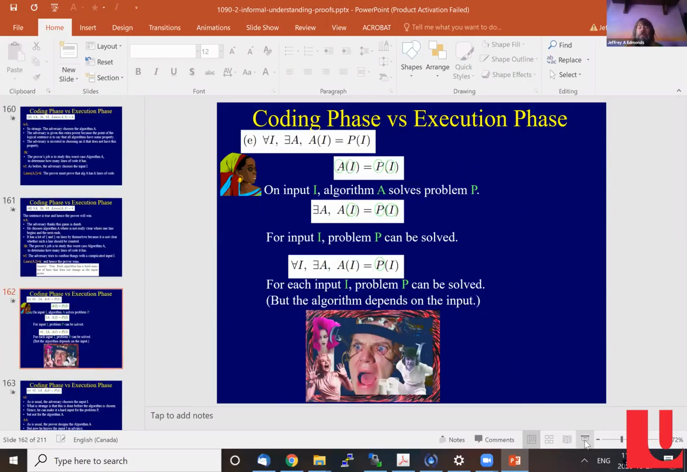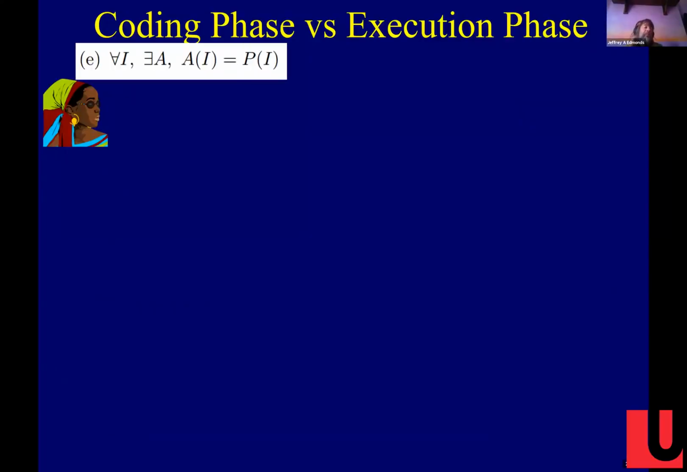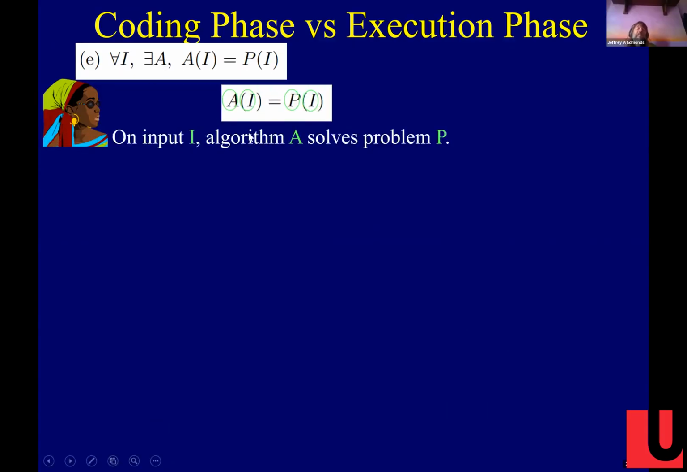So now let's do this one. This one we've seen many times before, right? And you've already seen the picture down there. The picture was of our Clockwork Orange guy, so you should recognize this. Right? Is this true? For every input, there exists an algorithm, right? Remember the function. This is a function. You give me an input, I give you an algorithm. That seems kind of silly, right? So what does this say? This says algorithm A solves problem P on an input I.